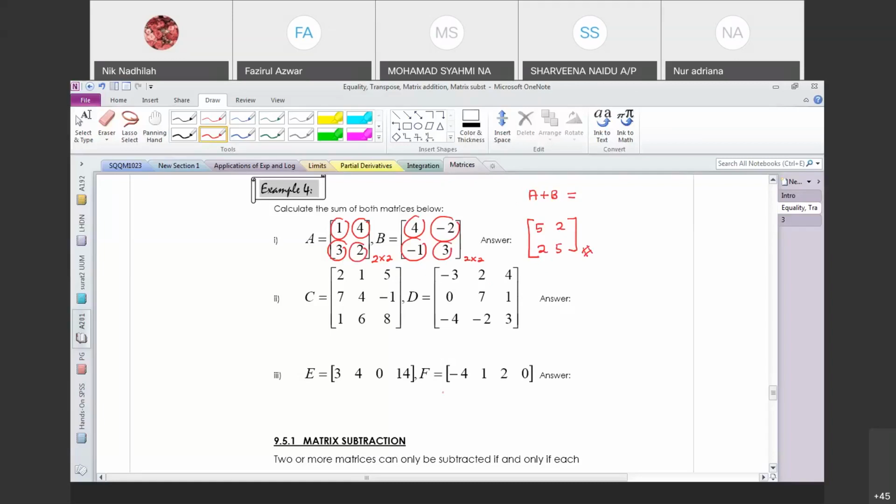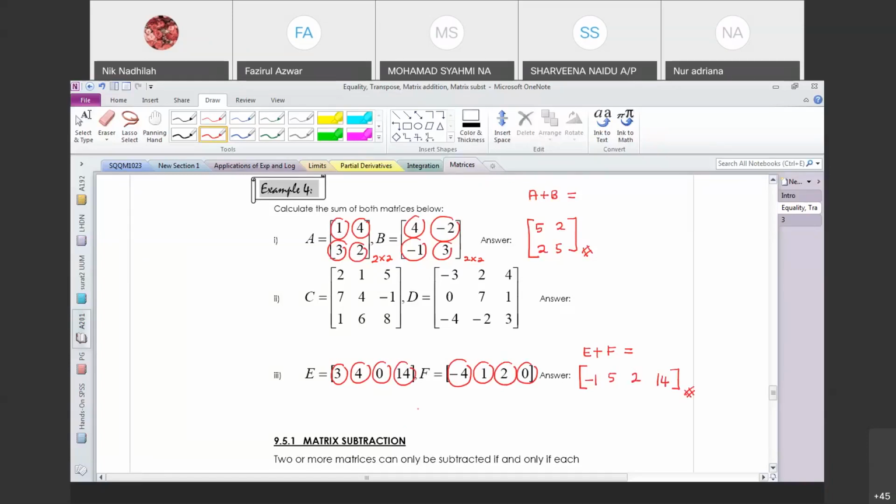Okay. Or maybe let's look at 3 Roman. This is E plus F. So you add element by element. 3 plus negative 4. This is negative 1. 4 plus 1. This is 5. 0 plus 2. This is 2. 14 plus 0. This is 14.